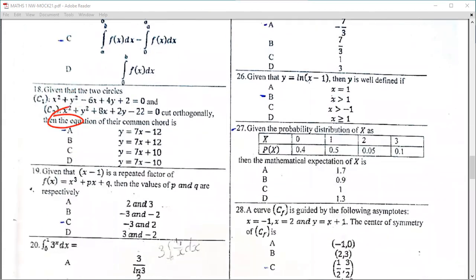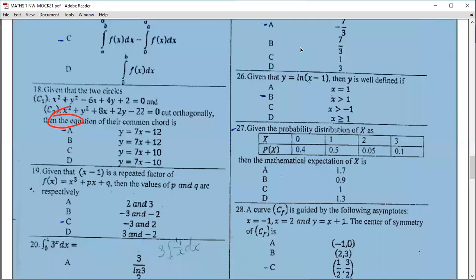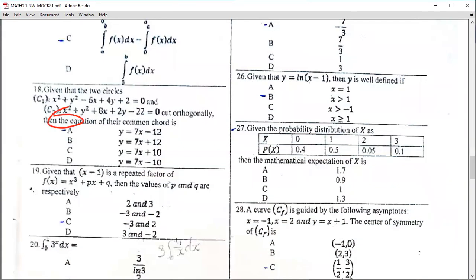All right, question number 18. Given that two circles, this and this, are orthogonal, then the equation of their common chord is... orthogonal circles are circles that meet at right angles. So for us to have the equation of the common chord here, we just have to subtract one equation from the other, or we can talk about equating the two.